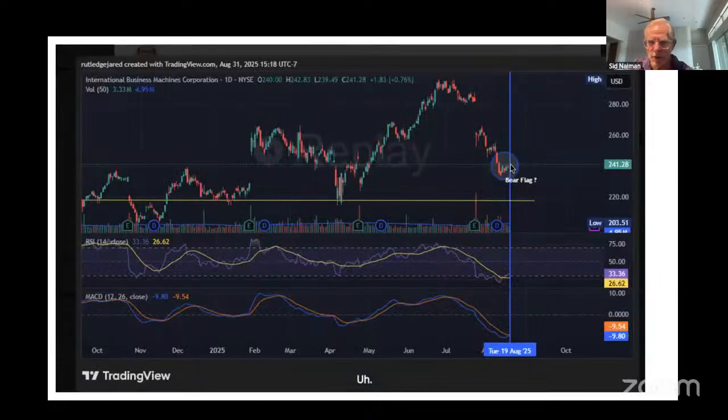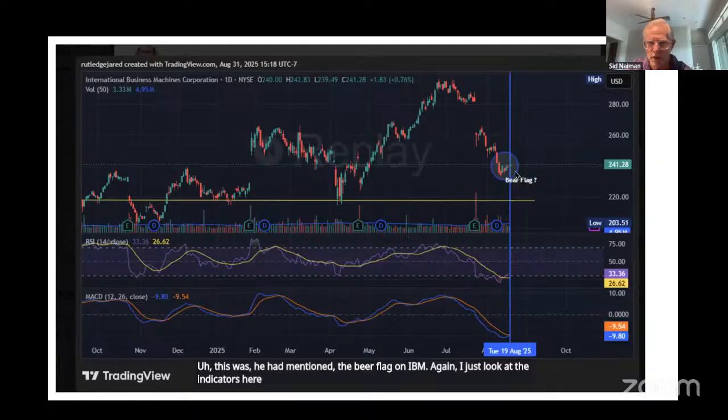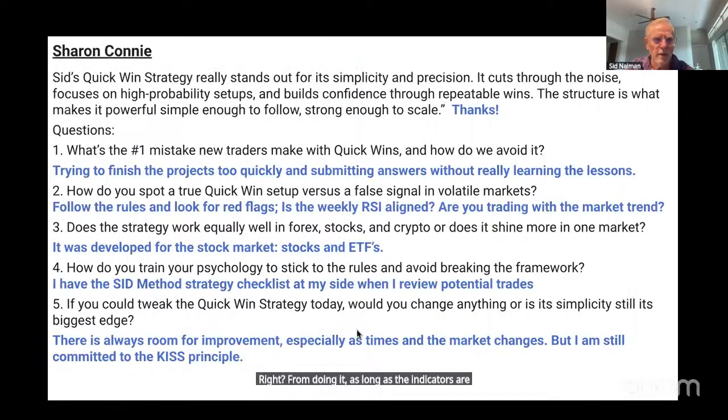He had mentioned the bull flag on IBM. Again, I just look at the indicators here. This would not stop me from doing it as long as the indicators are good.